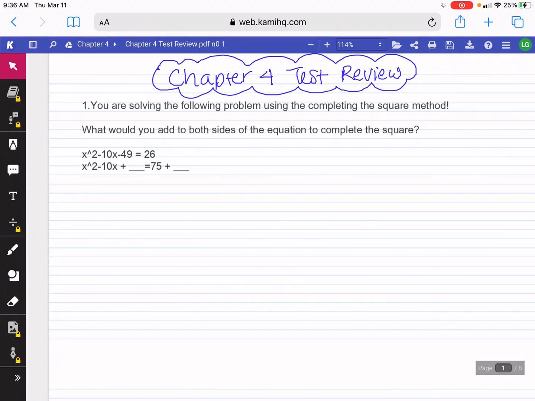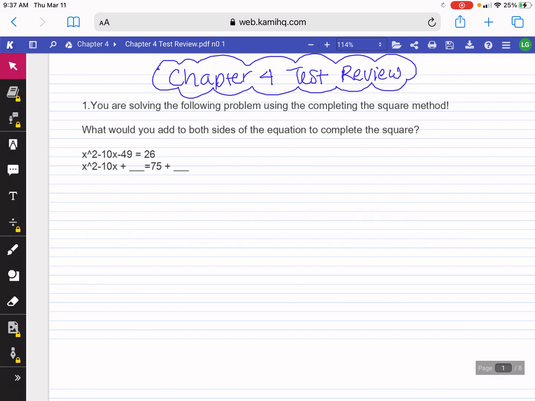In this video, we'll be reviewing for the Chapter 4 test on quadratic functions and equations. So we're going to begin the first video with what we learned in topics 4.5 and 4.6, which were completing the square and the discriminant and the quadratic formula. So here we're going to go over a problem completing the square.